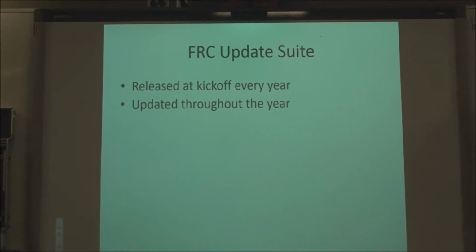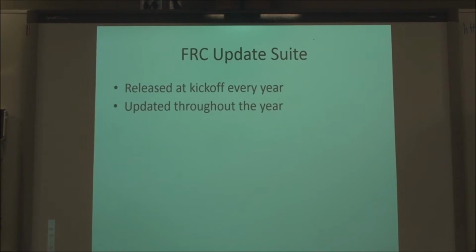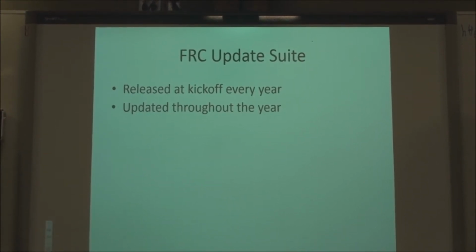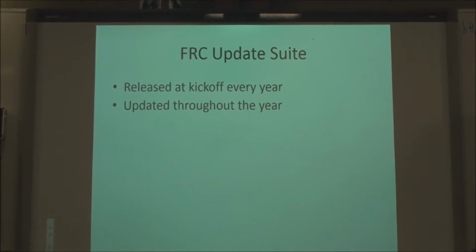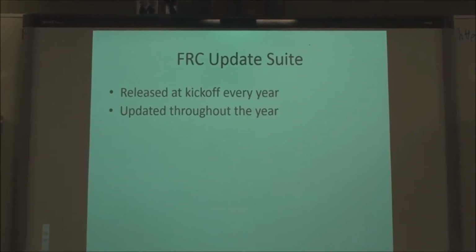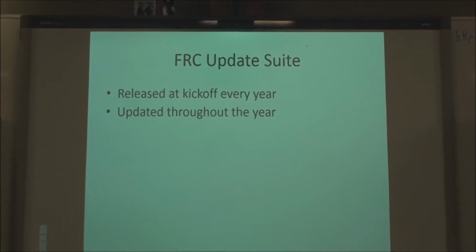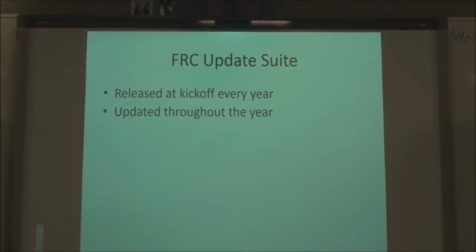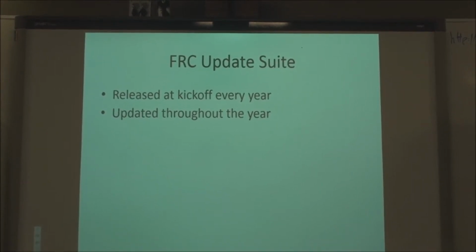So the FRC update suite, that's what you'll actually download every year to get started. It's released every year at kickoff. Generally a few days before, they'll put it up on the web, encrypted with a password. Then at the very end of the kickoff broadcast, they'll say the password so you can all go and unzip it. So especially if you're able to, download it in advance, because the second the kickoff happens, everyone's website basically starts to crash in my experience. So if you can get it beforehand, it's really helpful.